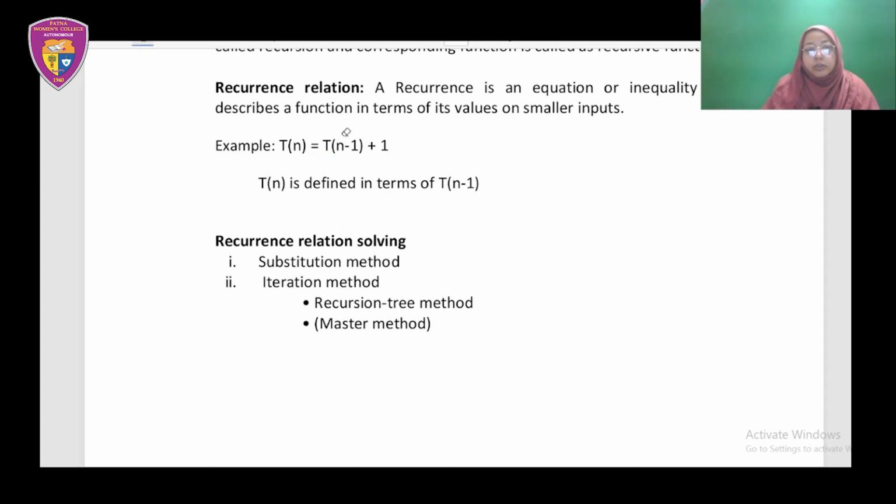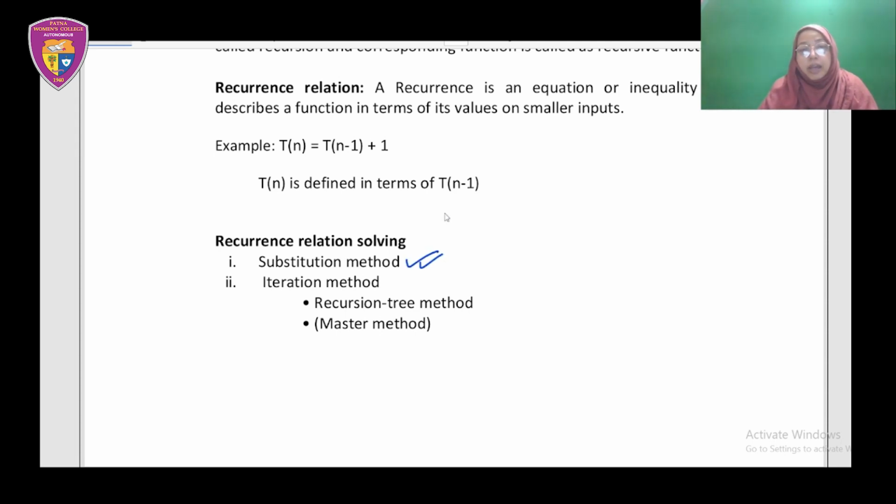Okay, so recurrence relation solving. So how do we solve these types of problems? So there are different methods. One is known as the substitution method.